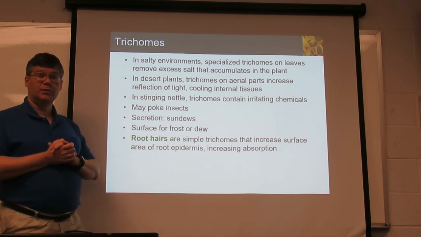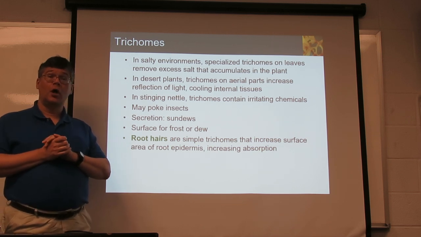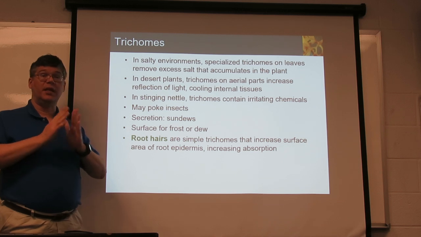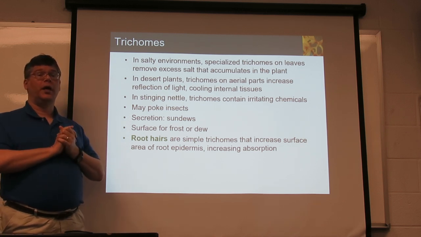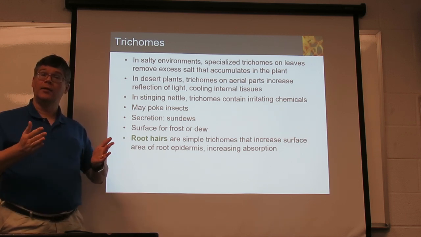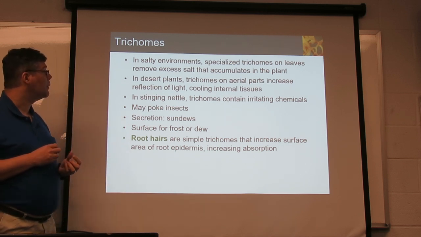Others can produce other chemicals on the surface. For example, these sundews are plants that capture insects. They make sweet, sticky stuff on little hairs on the leaves, and an insect can be attracted to that and get stuck, and then the leaf folds up around it and digests the insect.